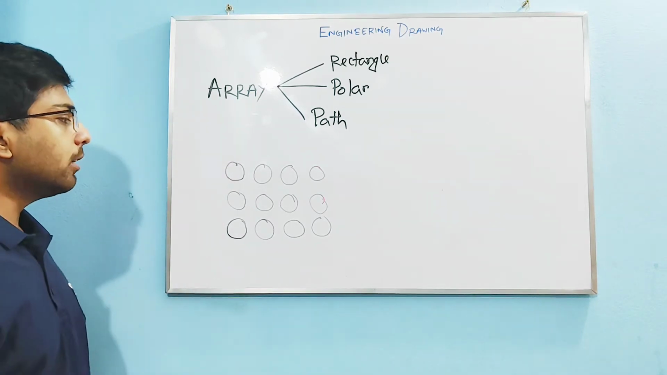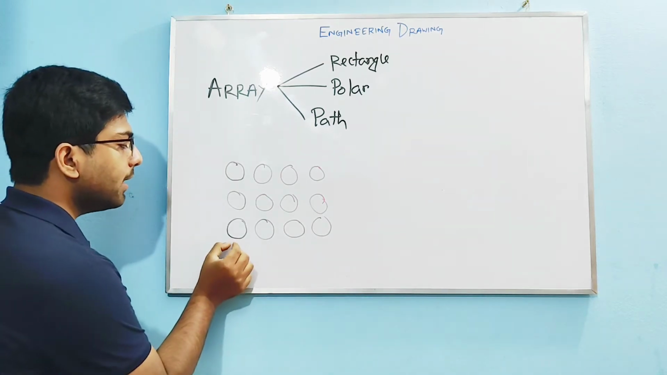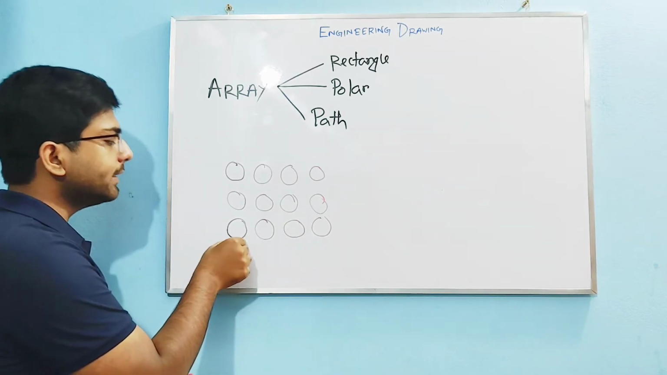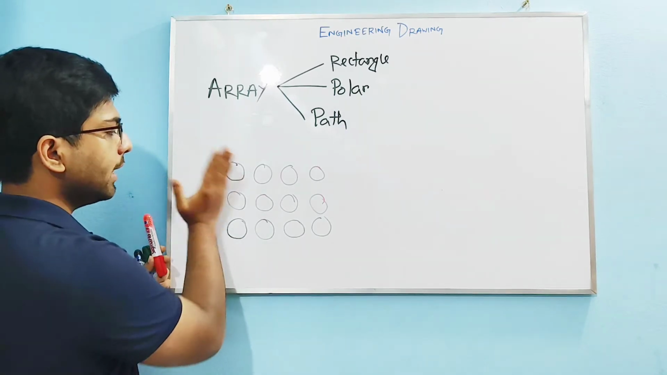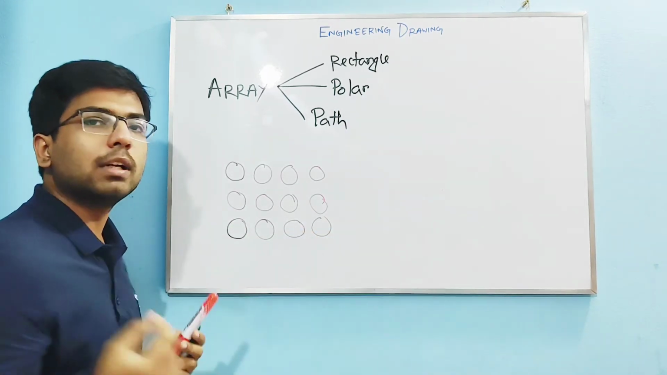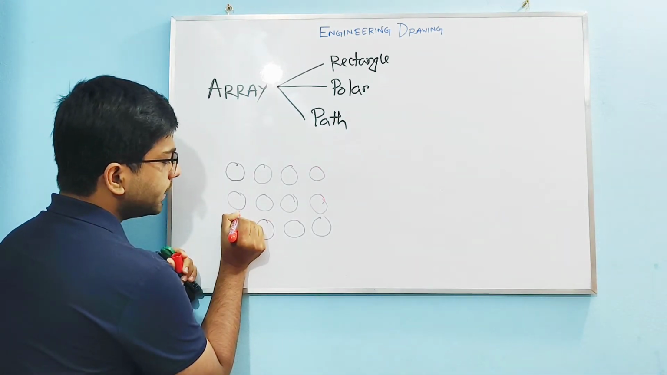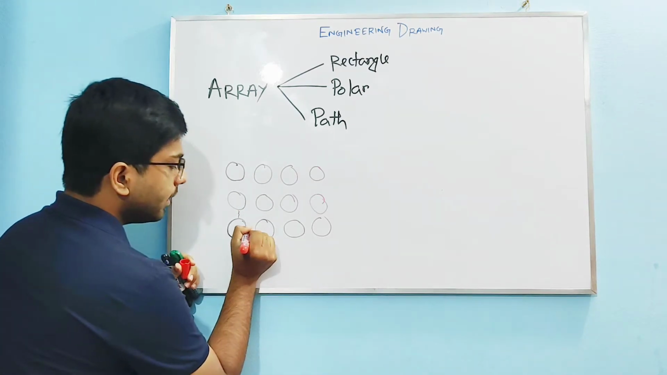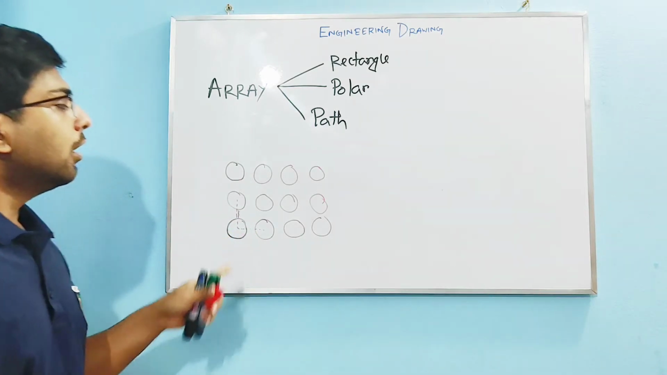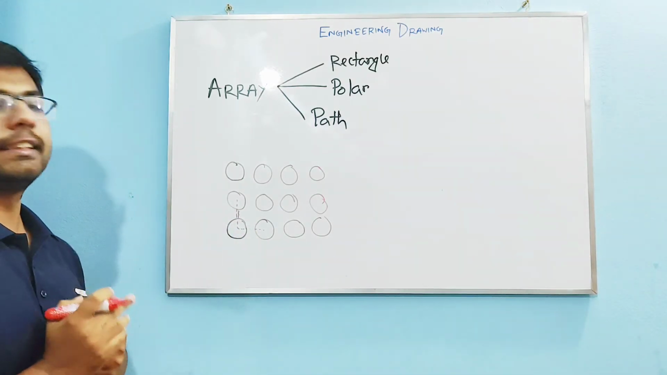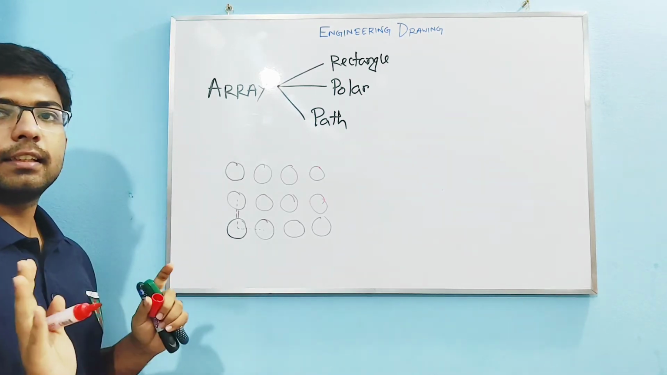By using this array command, what I can do is draw a base object, and that is this circle. From this base object, we can create circles in 3 rows and 4 columns. You can also specify the distance between the objects in these rows or the distance between the objects in these columns. So you can specify both of these distances. Okay, I guess this array object is clear.